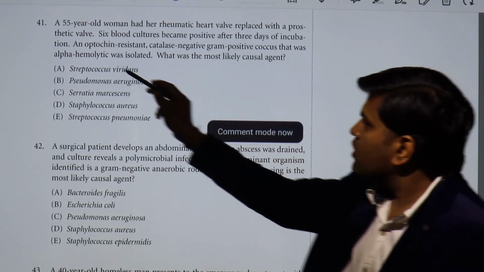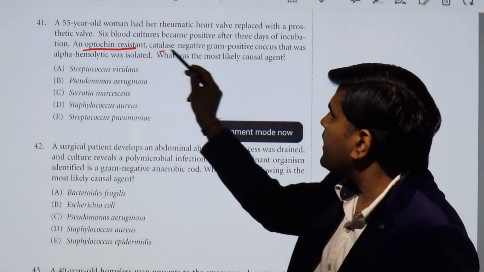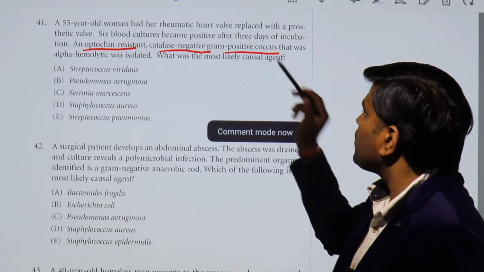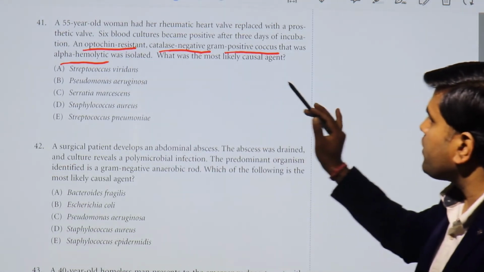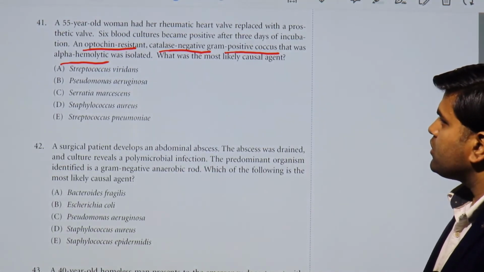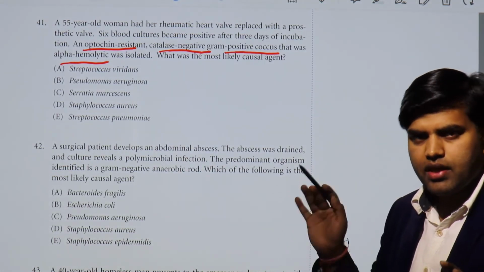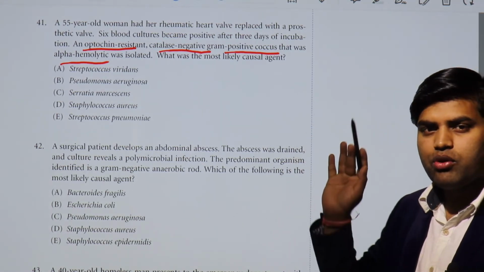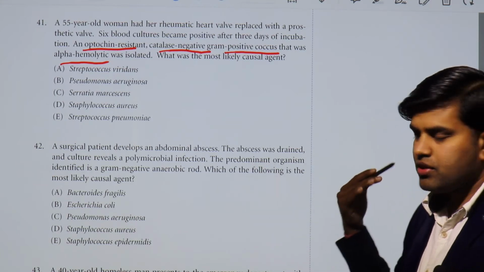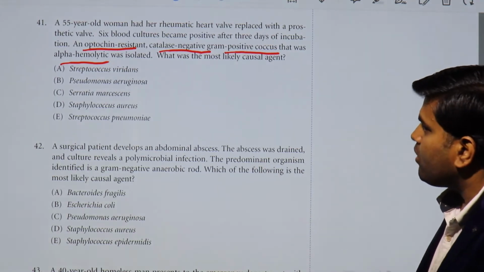So the organism is optochin resistant, catalase negative, gram-positive cocci, that was alpha hemolytic. So on the basis of these 4 points you have to identify your organism. This is gram-positive, that is alpha hemolytic. Also they are catalase negative, so they will go to the Streptococcus group. Staphylococcus is out, Streptococcus is in, and they are optochin resistant.